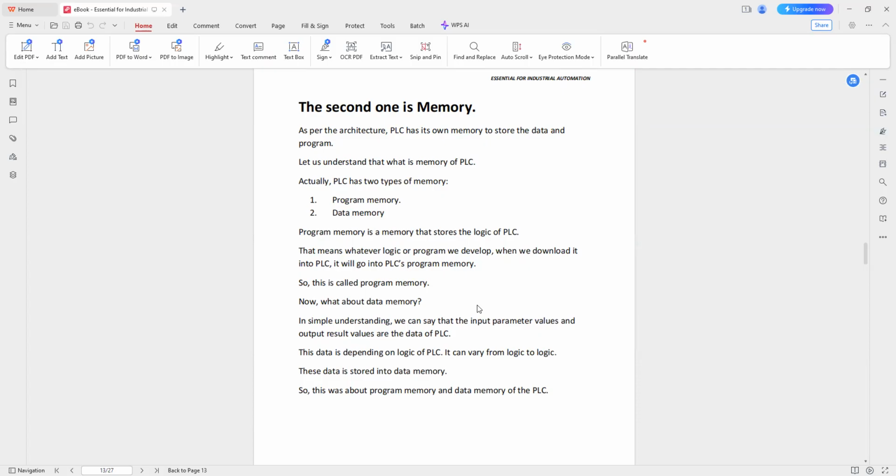Another type of memory is data memory. Sometimes it is called load memory. Assume that you are creating a variable like a temperature set point, a 50-degree set point.